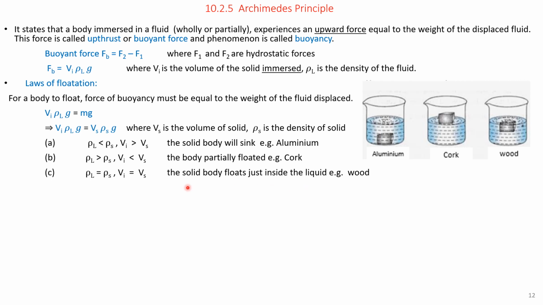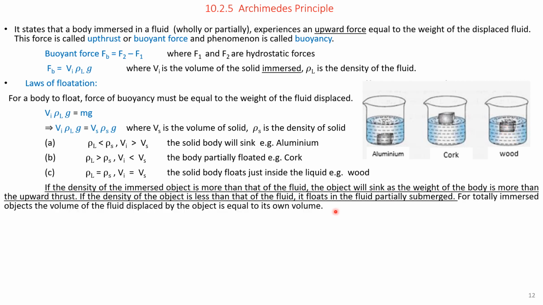In case number 3, when rho L is equal to, that is density of liquid is equal to density of the solid, as in the case of wood, Vi is equal to Vs. The solid body floats just inside the liquid. Example, wood, as shown in case C, that is the third figure on the right hand side.